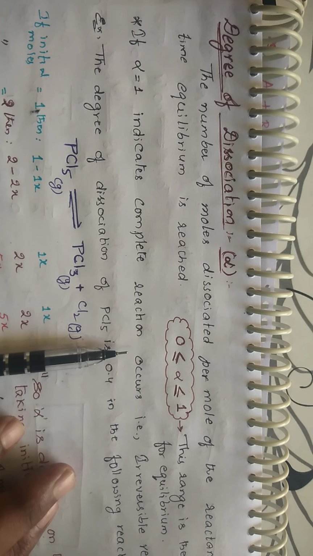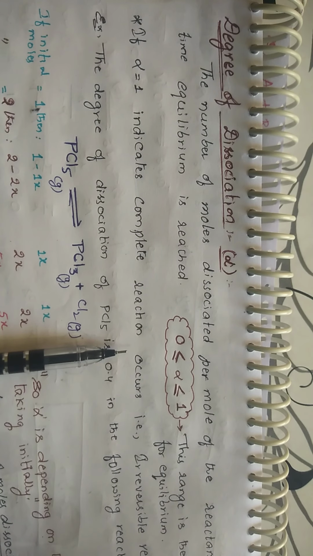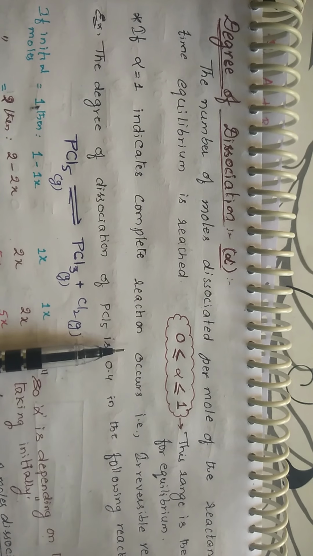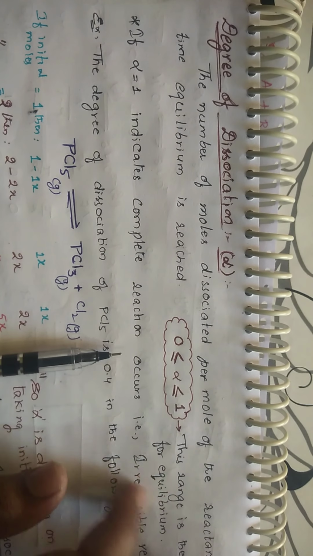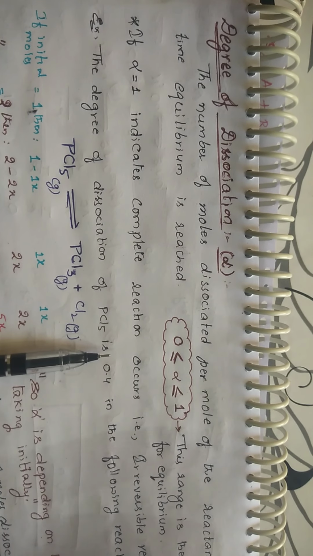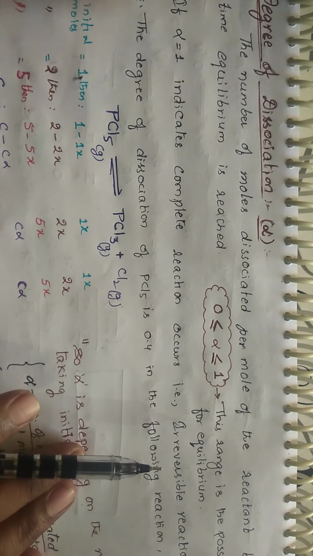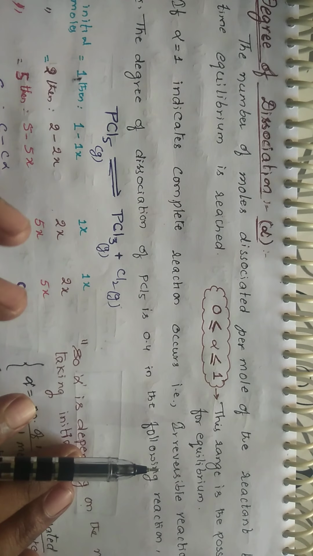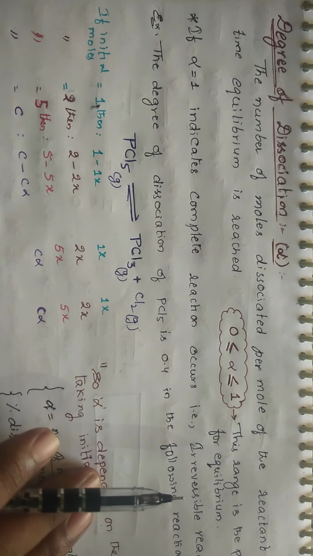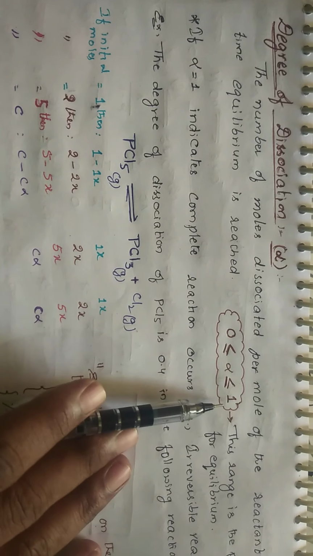Alpha value is taken as the number of pens that have been dissociated into two parts by the total number of pens you have taken. So the number of pens dissociated is 40, and the total is 100. So 40 by 100 is called the alpha value. In a simple way, it is the number of particles dissociated by the total number of molecules present. It is called the degree of dissociation, and the maximum value can be 1.